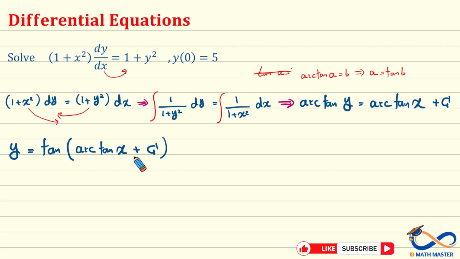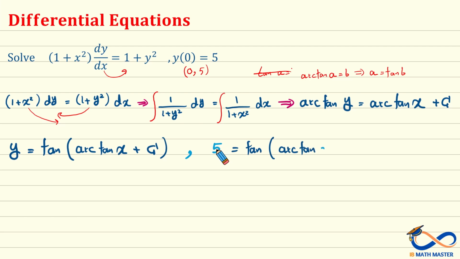Now here, we're given a condition that y(0) is 5. The solution must pass through the point (0, 5). x is 0, y is 5. So replace here y by 5 and x by 0. We will get 5 instead of y and 0 instead of x. Here, arctangent 0 is 0, because we know that tangent 0 is 0. So here we have 0 plus c. 5 is equal to tangent of 0 plus c, which is c. So if we need to get c from the inside, it will be arctangent 5.